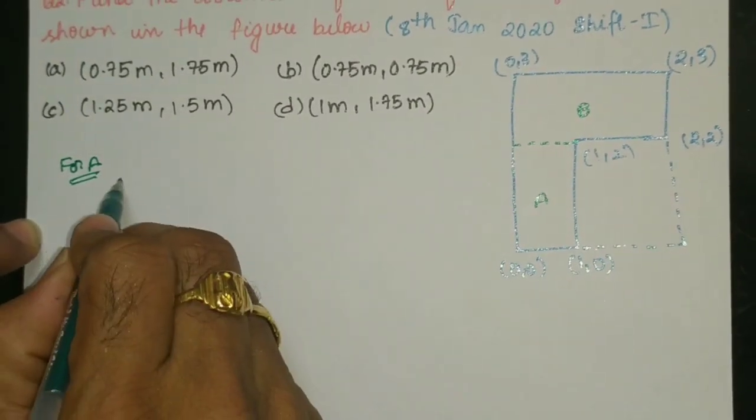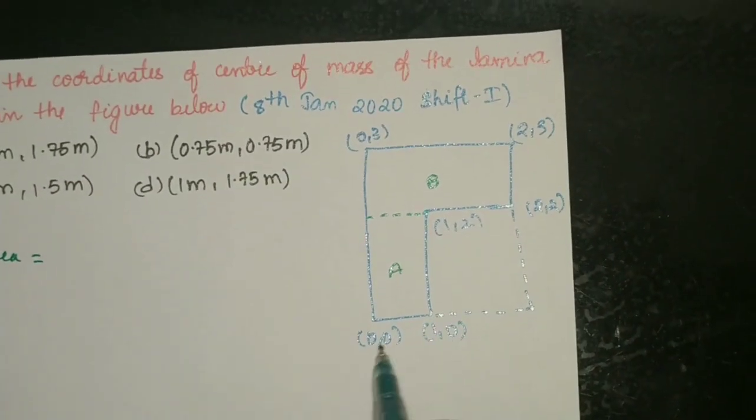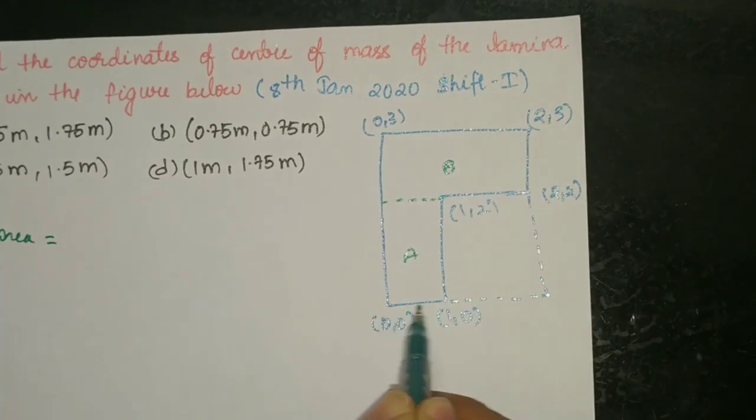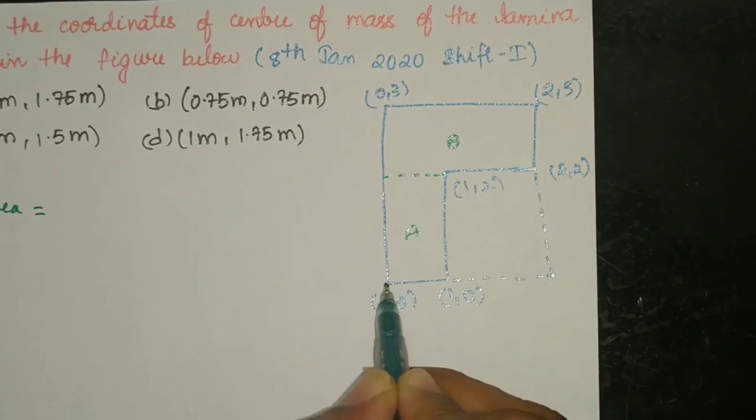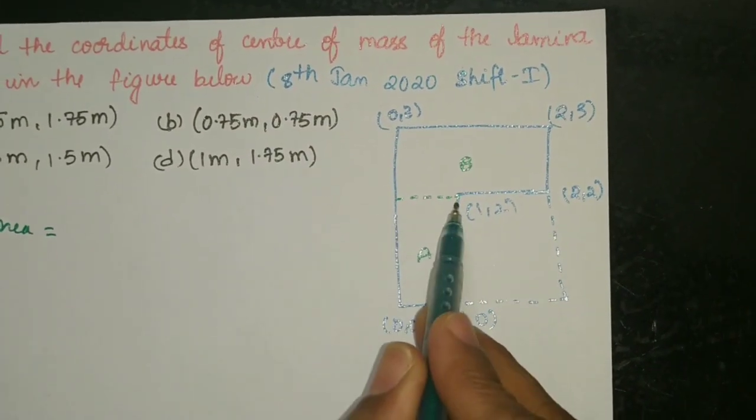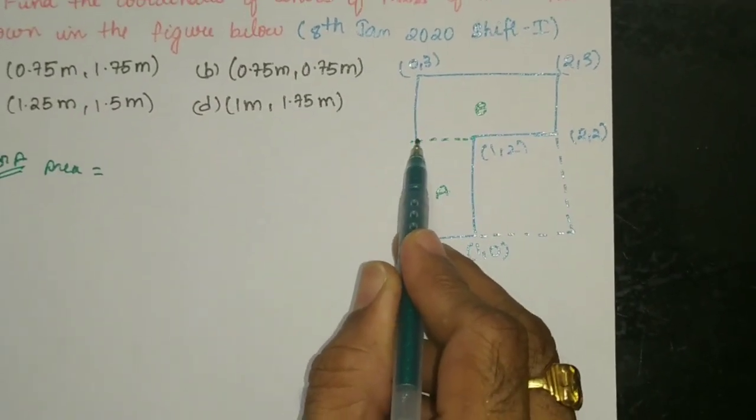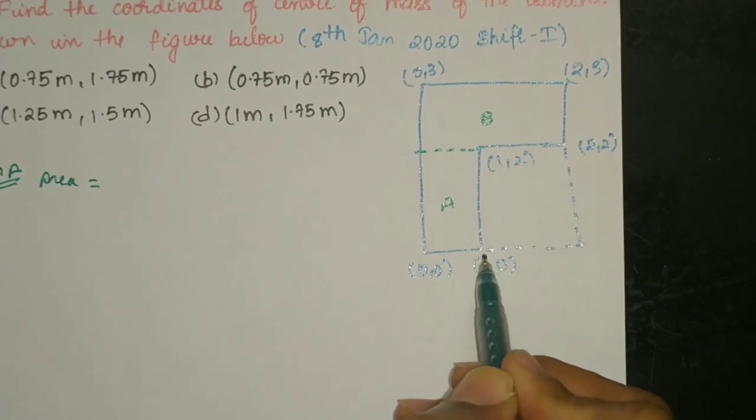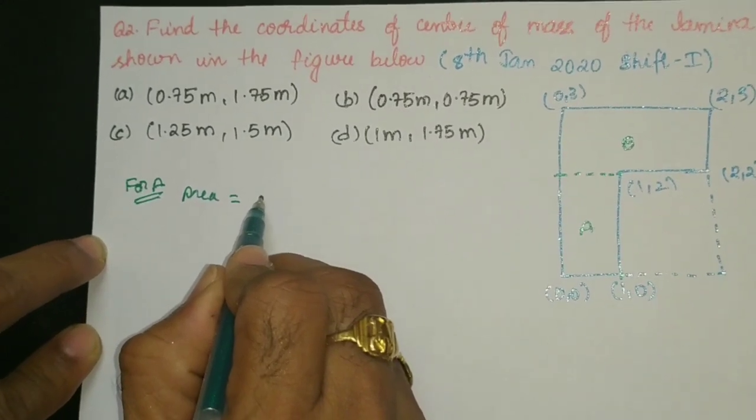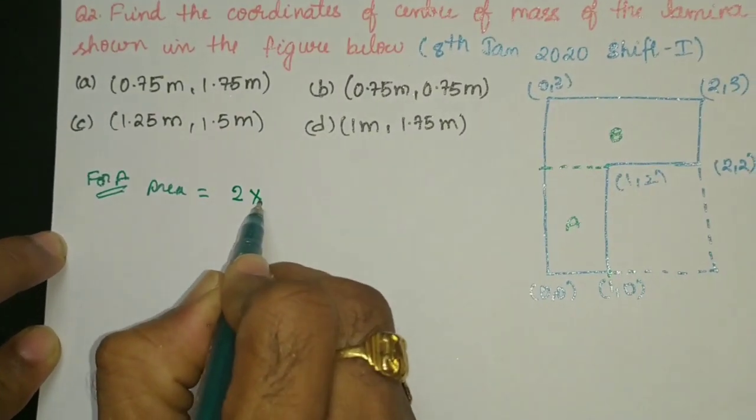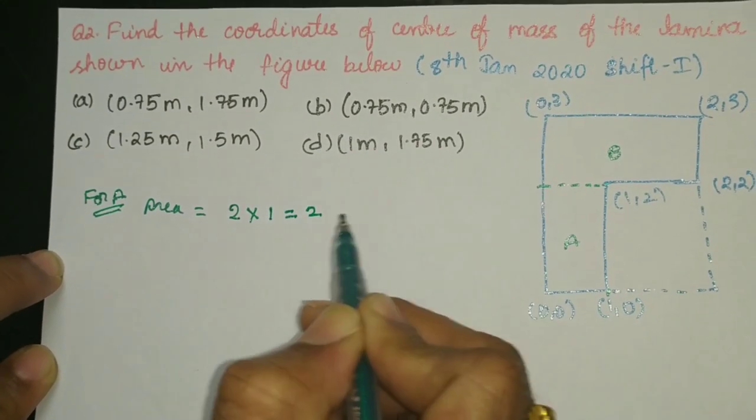the area of the lamina is length into height. Here the width of the lamina is 1, from 0 to 1. The height of the lamina: the coordinates of this point are 1, 2. So the y coordinate up to this point is 2, and the x coordinate up to this point is 1. So the area of the lamina is height 2 into width 1, that is 2 units of area.